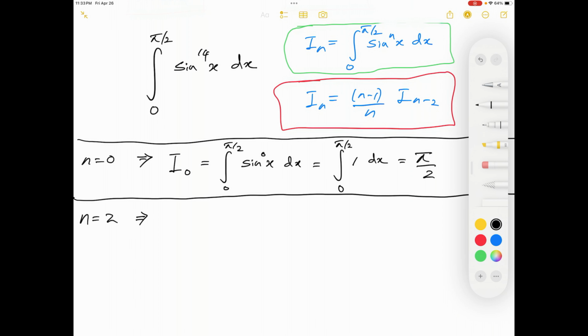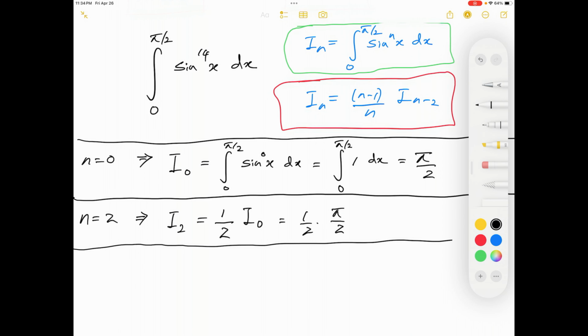Now we will look at the next smallest even number, which is n equals 2. When n is equal to 2, I will have I sub 2. According to the new reduction formula right here, I sub 2 should be equal to, since n is equal to 2, n minus 1 over n, which is 2 minus 1, which is 1, over 2 times I sub n minus 2, which is 2 minus 2, which is 0. We showed earlier that I sub 0 is equal to pi over 2. Therefore, I can write it down as 1/2 times pi over 2.